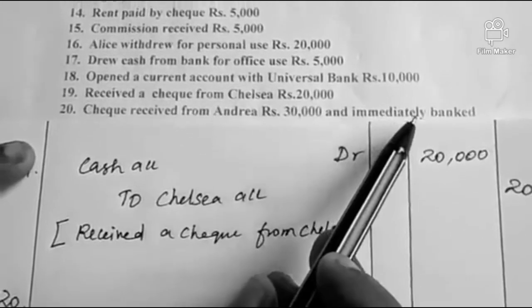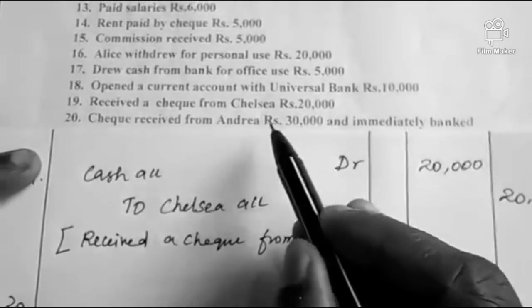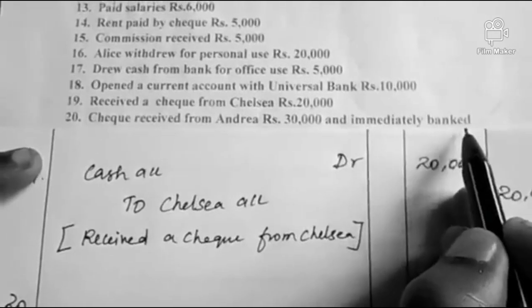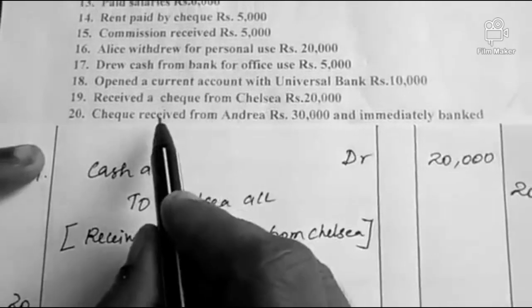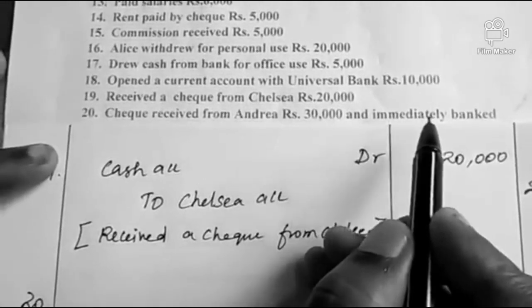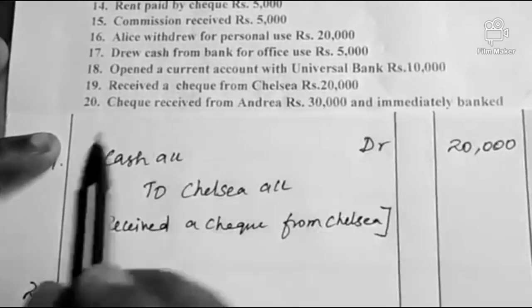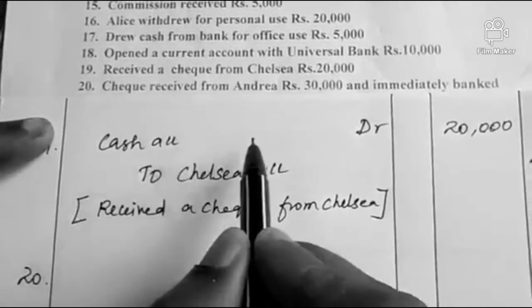But one more piece of information is given in this transaction. The check is immediately banked. Banked means the check is immediately deposited into the bank. So when you deposit a check into the bank, who will be the receiver? The banker will be the receiver. So instead of cash, you have to write bank account.